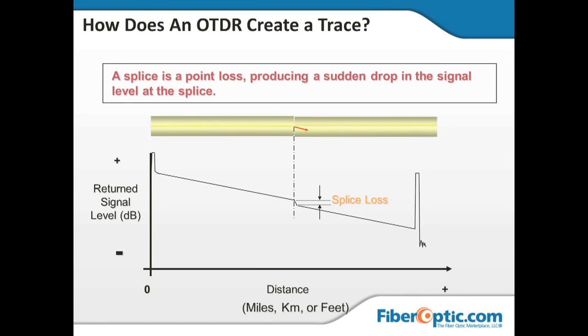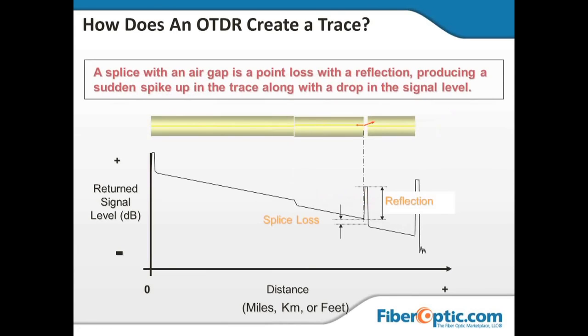Now, if we add a splice into the fiber, you will notice that there's going to be some amount of loss. You look at the backscatter level before the event, the backscatter level after the event. The difference between the two of them is the calculated loss of the event itself.